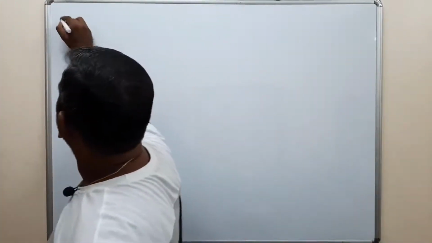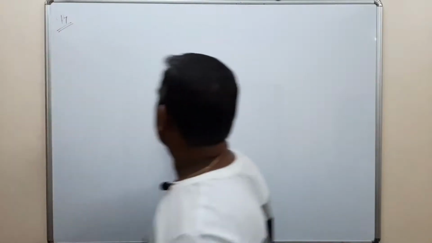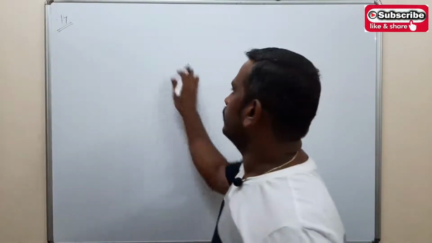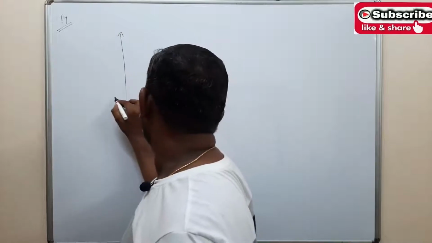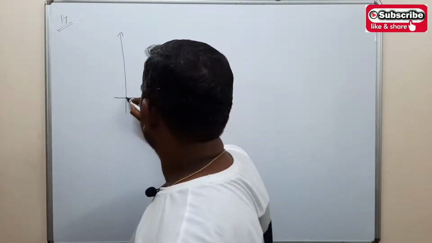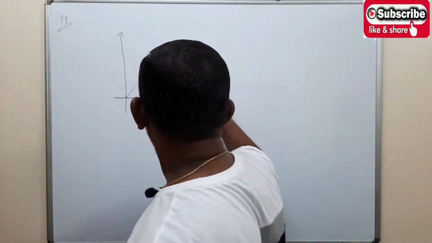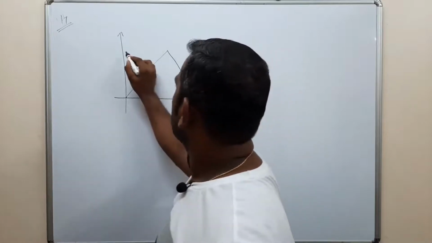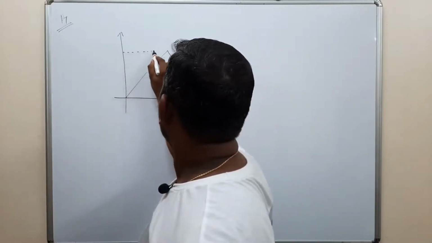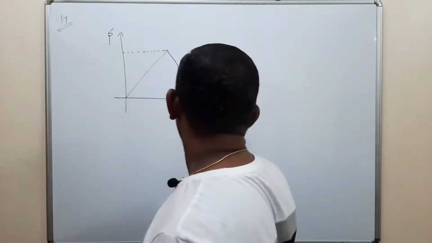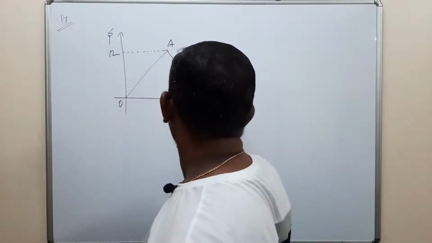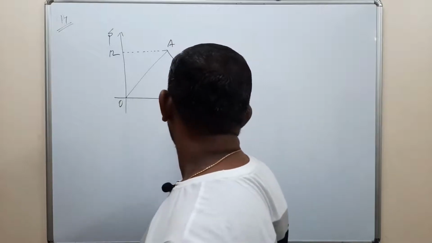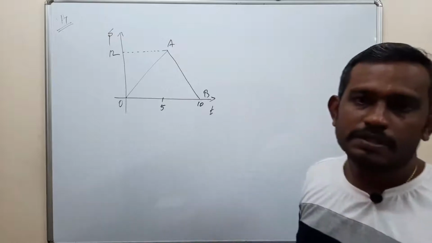So the seventh problem. A speed time graph of a particle's motion, which is moving in a fixed direction, is given. Speed time graph is given.